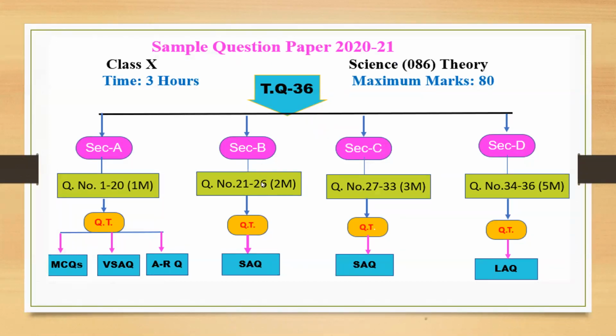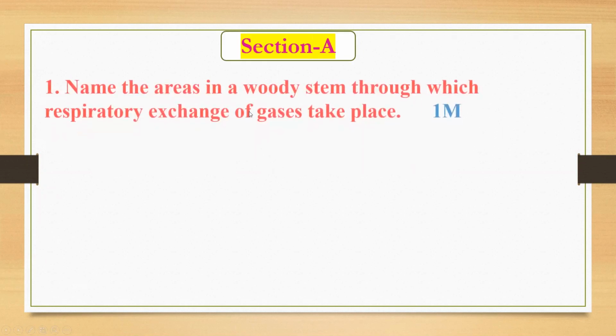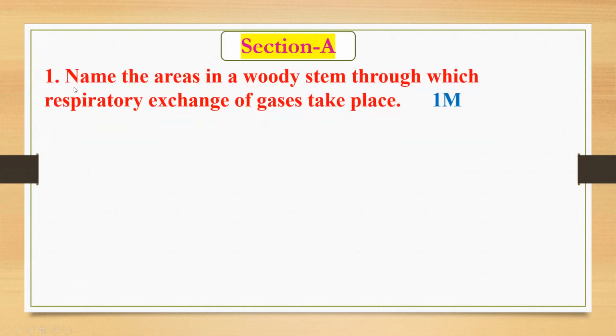Under section B, there will be 6 questions. Each question carries 2 marks. Under section C, 7 questions. Each question carries 3 marks. Under section D, 3 questions. Each question carries 5 marks. The types are already given here. If you need a more detailed explanation about the pattern of the question paper, go through the previous videos. Now you see section A, the first question.